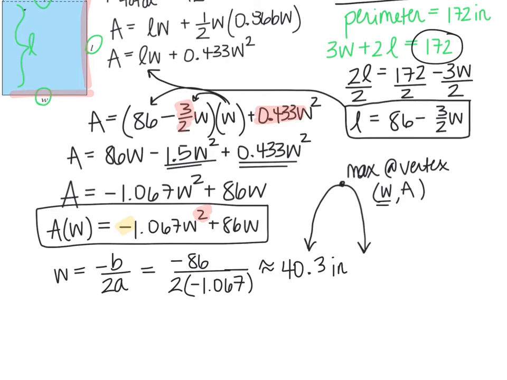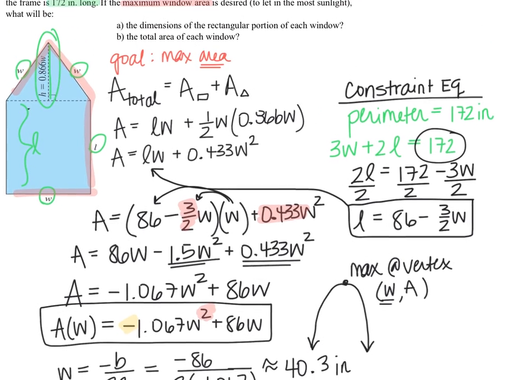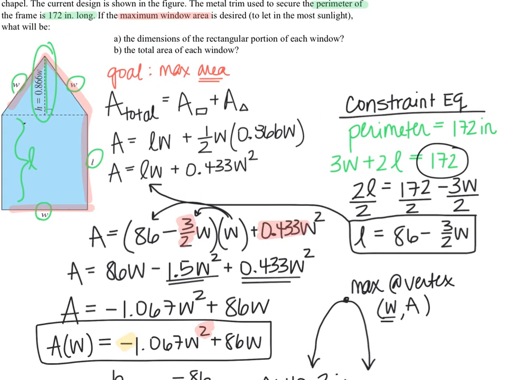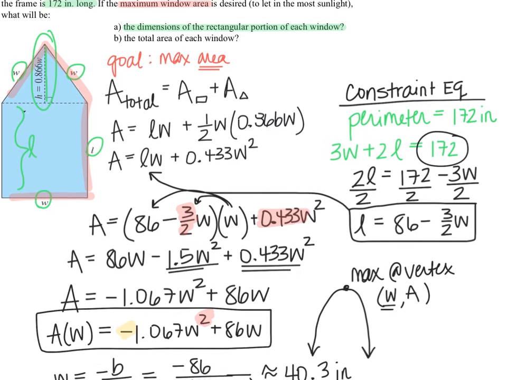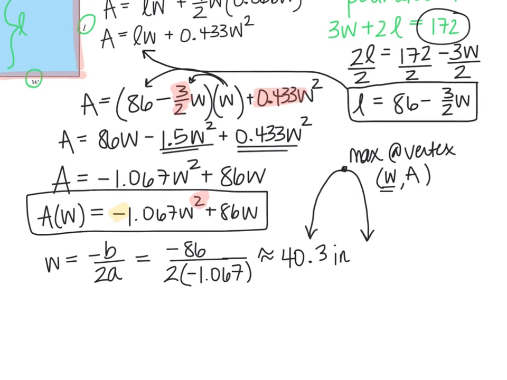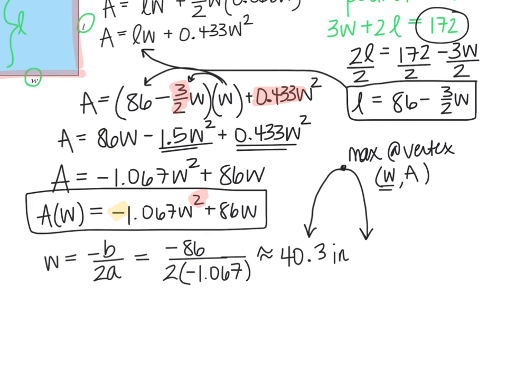So part A of this problem, scrolling back up, part A asked us to find the dimensions of the rectangular portion of the window. So the rectangular portion had dimensions W and L. So we have essentially found W, and now we need to find L. So we have one of our dimensions here, 40.3 inches. That's our width. But now we need to find our length.